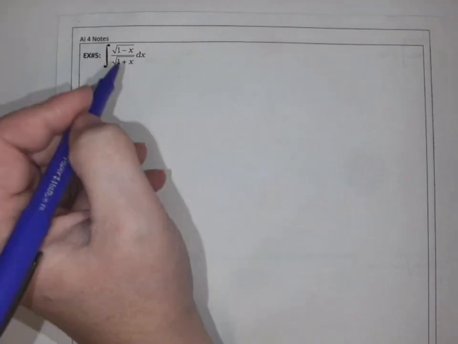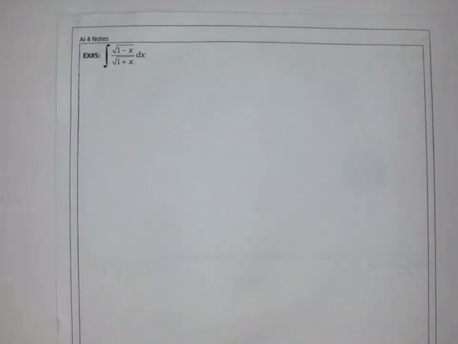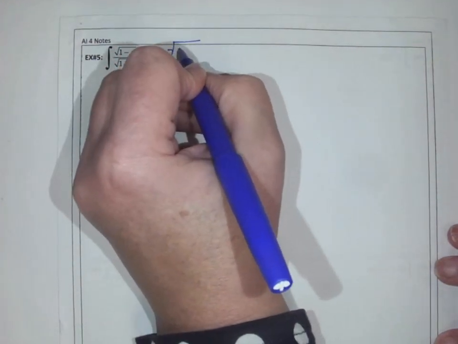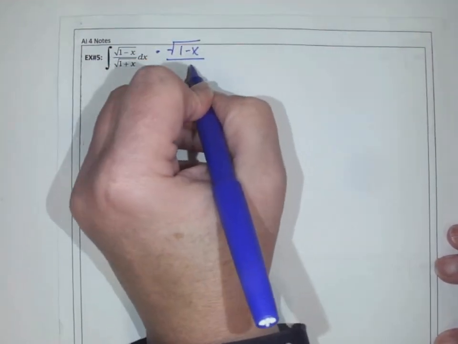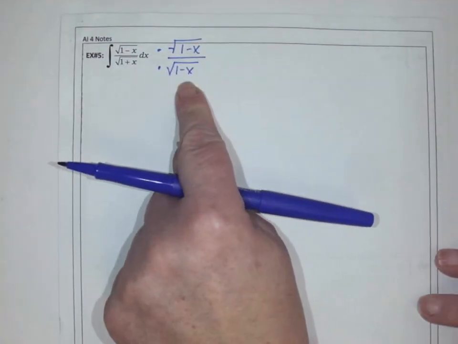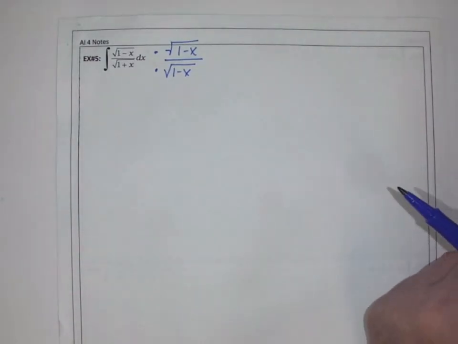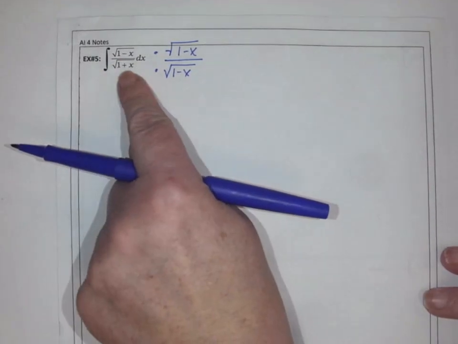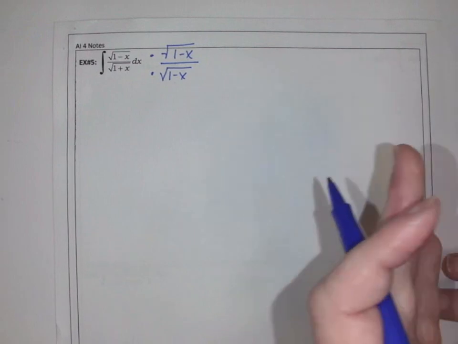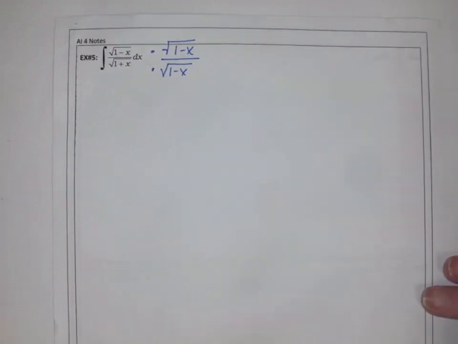So one of the things we can do is multiply the numerator and the denominator by the conjugate of the numerator or the denominator. In this case, I have just chosen to multiply by 1 minus square root of x on top and on bottom. Now I can do that because that's really just 1 that I'm multiplying by. Also, I could have chosen to multiply by the square root of 1 plus x on top and on bottom. It would have worked a little bit differently, but ultimately the answer would be the same.